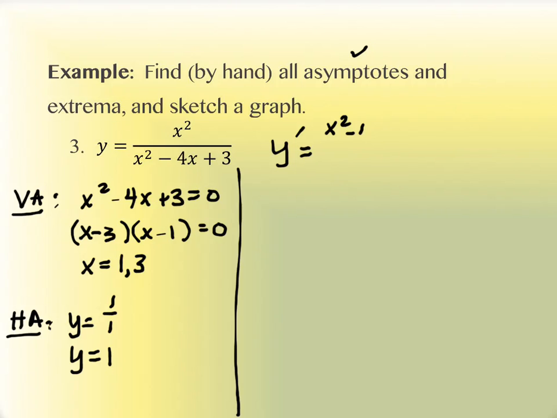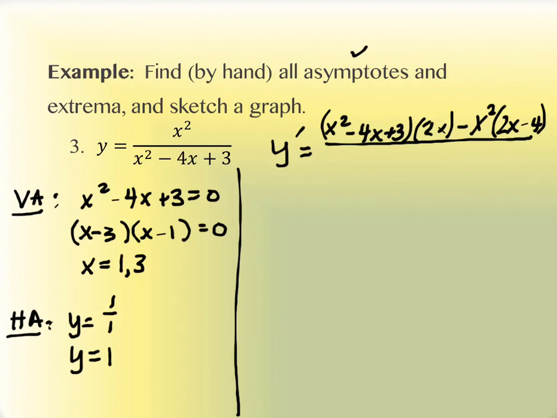Okay, so my denominator looks like this. What's the derivative of my numerator? 2x. Good. Then what do I do? Right here, denominator. I'll subtract. What will I subtract? Here, x squared times derivative of the denominator, which is 2x minus 4. Good. And all of that is written over the denominator squared.